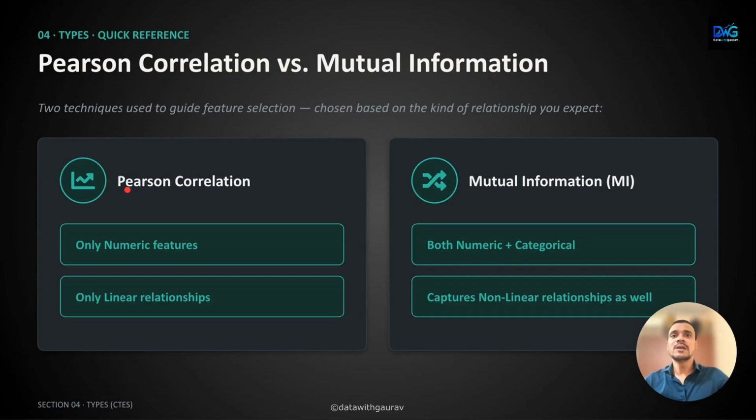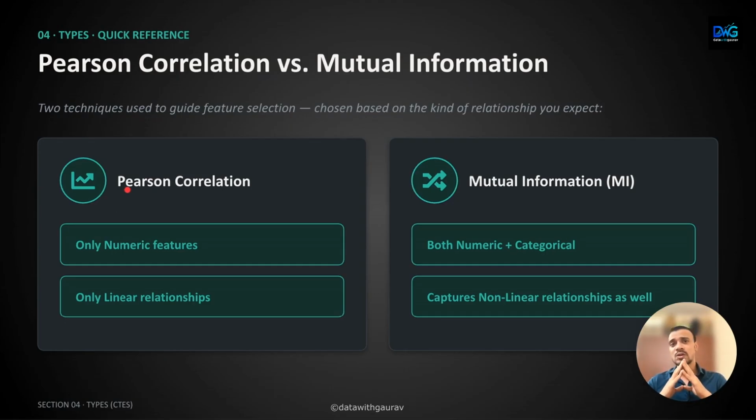However, many real world relationships aren't perfectly linear. That's where mutual information becomes very useful. Unlike Pearson correlation, mutual information works on both numerical as well as categorical features. More importantly, it can capture nonlinear relationships as well, making it a much more flexible measure of feature importance in many practical machine learning problems.